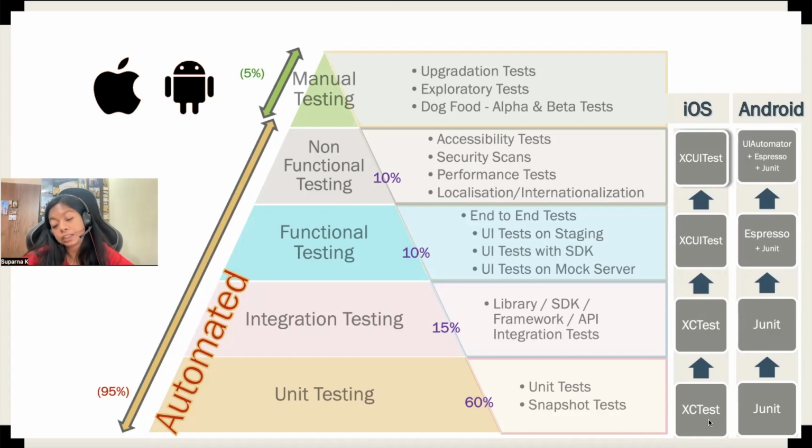So the unit testing is happening on XCTest and JUnit, sometimes not even that, just Java. Snapshot test is also using XCTest and JUnit. Now integration testing is using XCTest and JUnit. And end-to-end testing is also using XCUITest and Espresso. Let's say there is a web view component introduced, then we are using UI Automator as well in certain places.